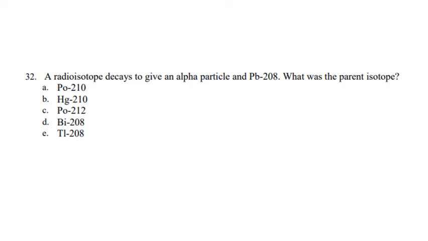So this question is telling us a radioisotope decays to give an alpha particle. That means on the product side I'll have Pb 208 and an alpha particle, which is He 4 2. So when you add these two, I should have 212 in total. So I should have polonium. C is the right answer.